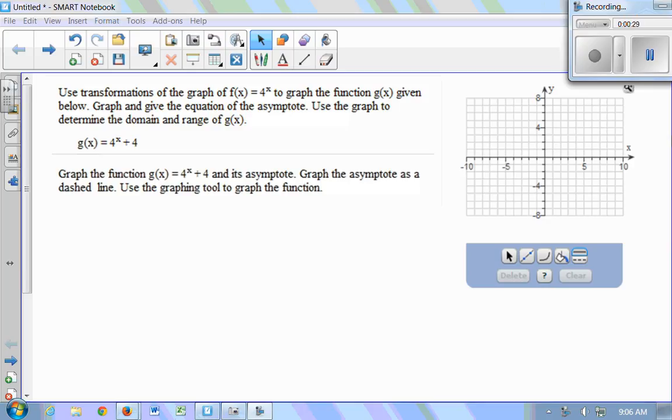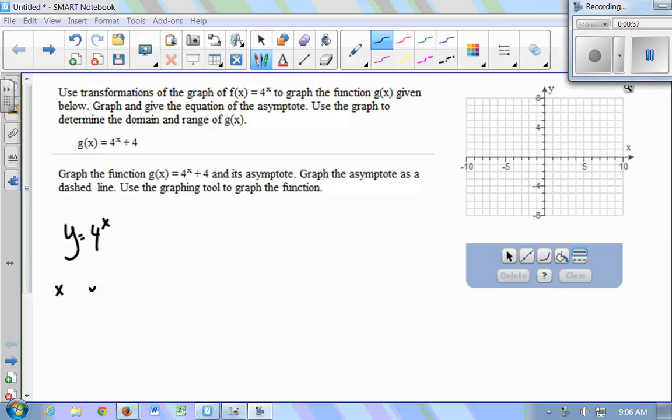We can do that one. Let's do that one in black. So y equals 4 to the x. If I make a little xy table, I can get a few points to see what that looks like. Or you could use your graphing calculator or Geogebra to get an idea. So let's see, if x is 0, 4 to the 0 is 1. And if x is 1, 4 to the first is 4.